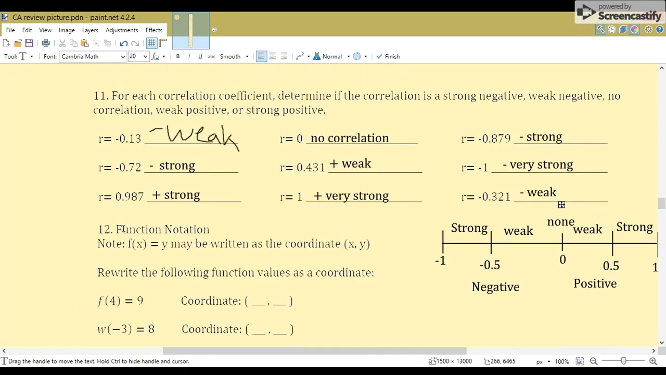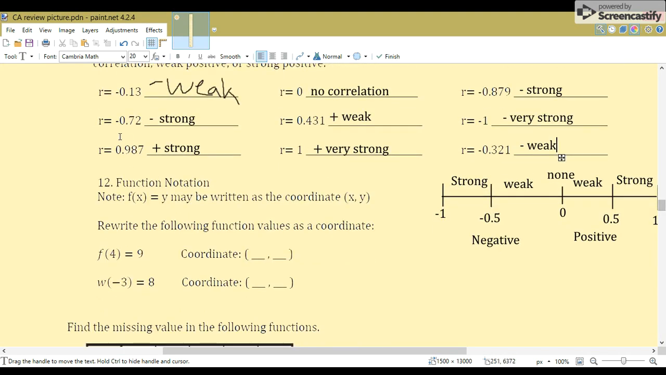Number 12, function notation. Note, f of x equals y may be written as the coordinate x comma y. Rewrite the following function values as a coordinate. F of 4 equals 9. The thing on the inside is the x. The thing on the outside is the y. So your coordinate is 4, 9.